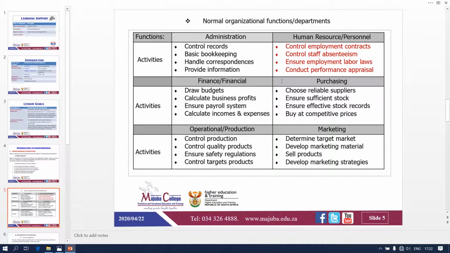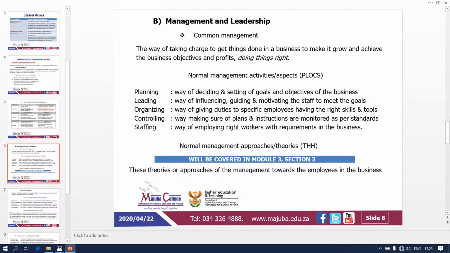So, in this regard, we're going to look at this one only. Remember, this is now farming. We just need a human resource, a person that is going to do this in terms of the employment of these particular employees. Right, let's move on. Now, let's look at section B, which is now management and leadership. We've got common management, the way of taking charge to get things done in the business, to make it grow and achieve the business objectives and profits.